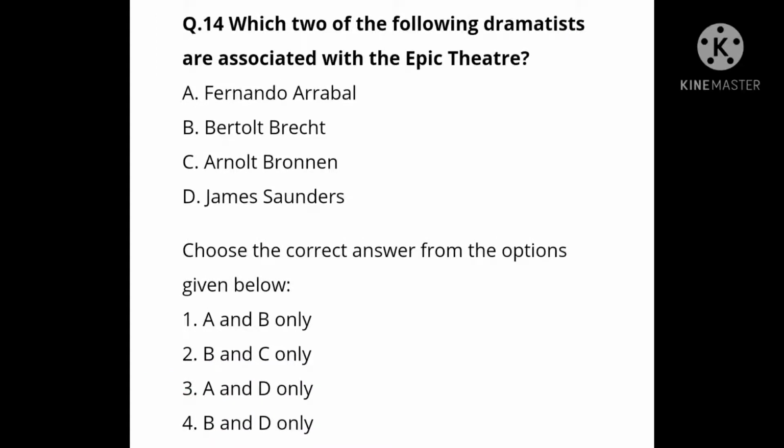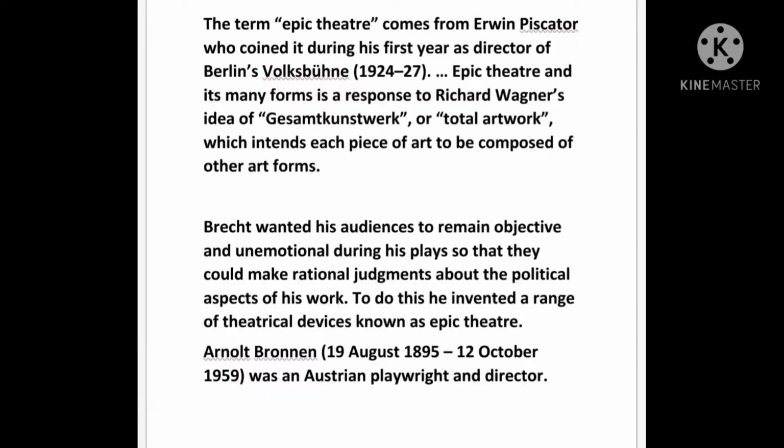The next question is, which two of the following dramatists are associated with epic theatre? Here the right answer is option B and C, Bertolt Brecht and Arnolt Bronnen. These two are associated with epic theatre. The term epic theatre comes from Erwin Piscator's work and was popularized by Bertolt Brecht. Through epic theatre, Brecht wanted his audience to remain objective and unemotional during his plays so that they could make rational judgments about the political aspect of his work. Arnolt Bronnen was a friend of Bertolt Brecht, and both are associated with epic theatre.